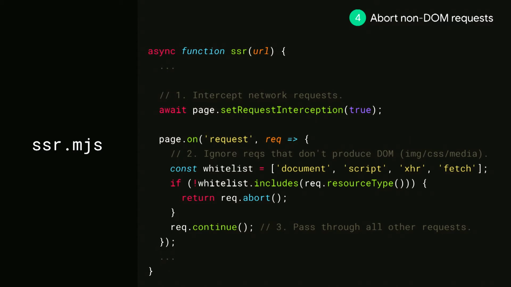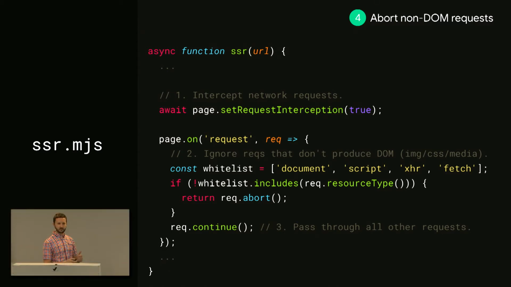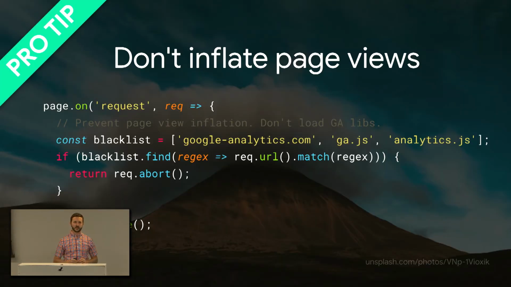So that's what I've done here. I basically constructed a whitelist. If you're one of these types of resources that can actually build markup using DOM APIs, we'll allow you to go through. We'll continue the request. And if you're like a style sheet, or an image or something, we'll just abort the request. So in that case, we save a little bit of speed. We don't issue all the requests unnecessarily, and you can actually speed up your pre-render using this technique as well. And it's kind of a cool example of using network interception.